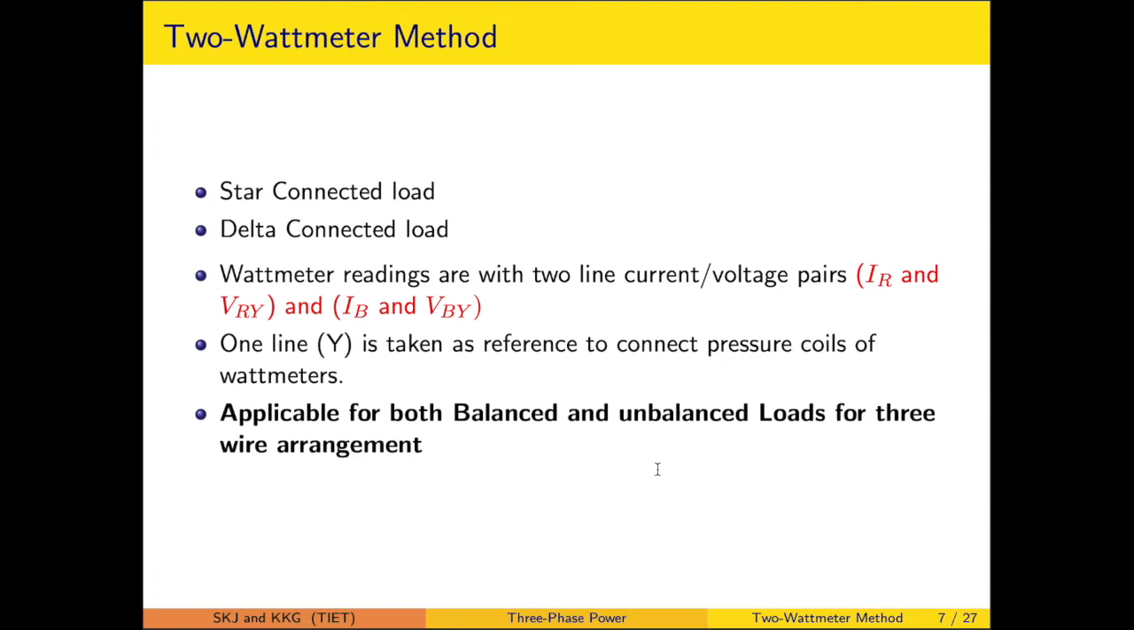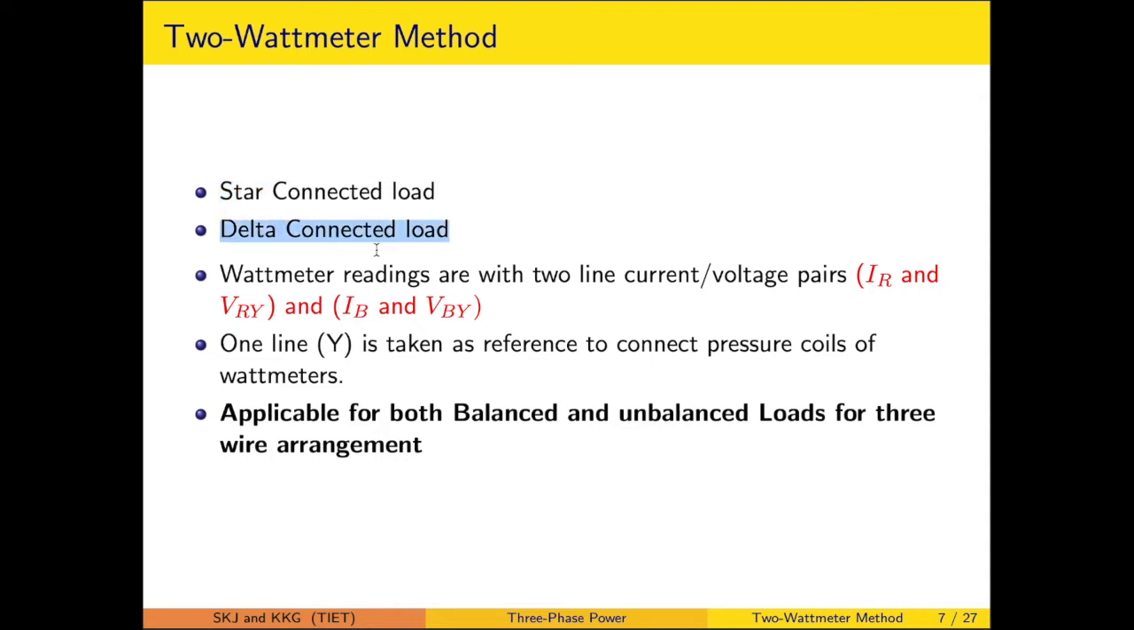Now we are coming to the 3 wattmeter method. It is complicated because of the requirement of 3 wattmeters and the connections. That particular method is specifically suited for the 4 wire connection, where the star point or neutral point is available and the load is connected in the star arrangement. However, the 2 wattmeter method can be extended to both the star connected load and the delta connected load.